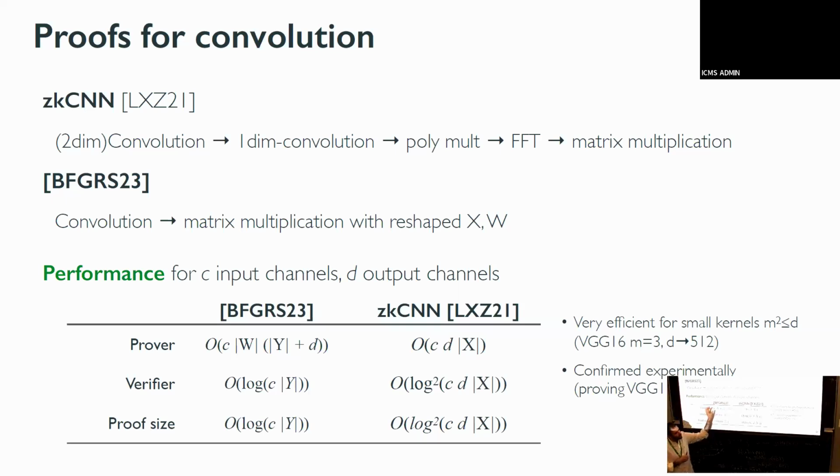We're not improving the overall parameter regime, but in practice the size of the kernel is very small. You can think of it as free; sometimes you use 3 times 3 matrices. The number of output channels can go much larger, depending on the layer, up to 512. That's why, for many realistic convolutions, this is going to be asymptotically faster than the other one, and we confirm this experimentally. For example, we improve by 5 to 10 times compared to the previous one.